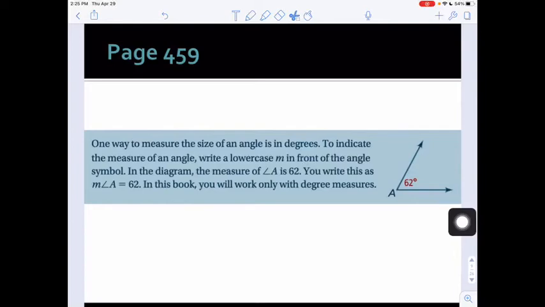Section 7.4, Example 2, on page 459. One way to measure the size of an angle is in degrees. To indicate the measure of an angle, write a lowercase m in front of the angle symbol. In the diagram, the measure of angle A is 62. You write this as measure, with a lowercase m, angle A equals 62. In this book, you will only work with degree measures. So here we had 62 degrees for the interior angle measure.